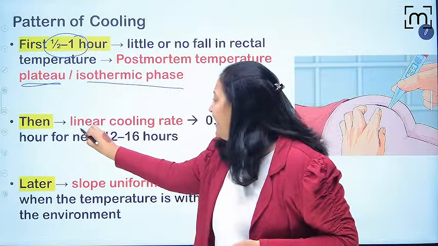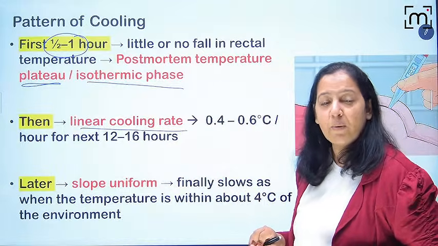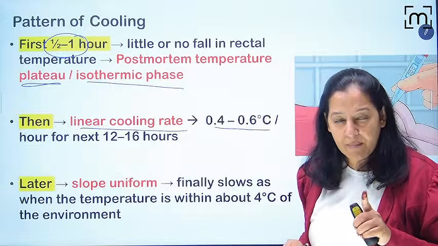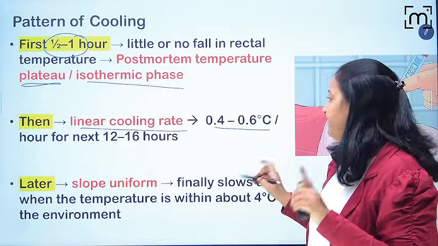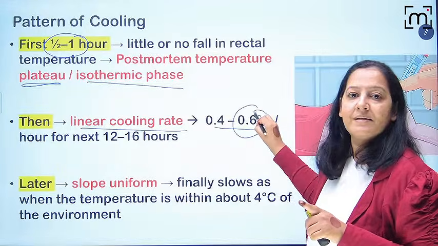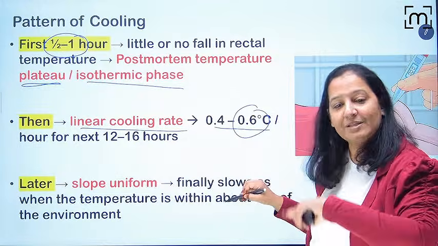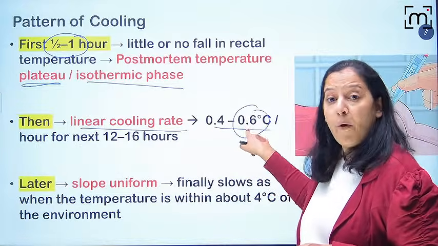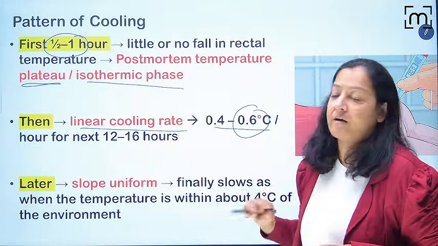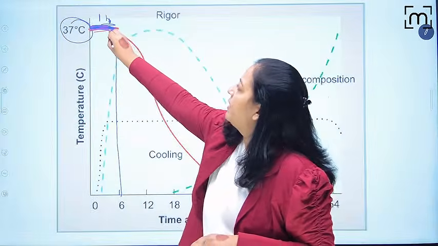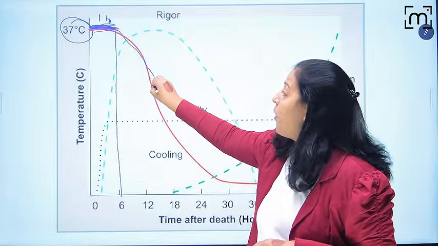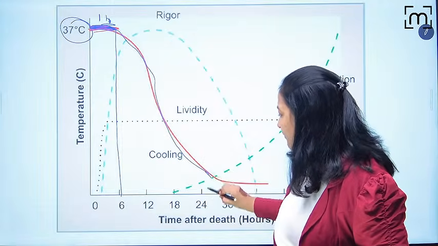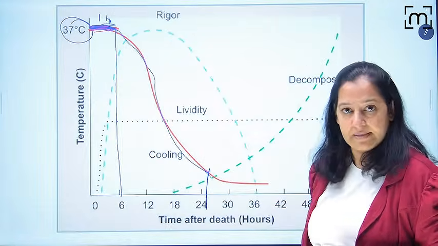Later on, there is a linear cooling rate. What is the rate of falling of the temperature? 0.4 to 0.6 degrees Celsius. What is the normal temperature? 37 degrees Celsius. In 1 hour, 37 minus 0.6. In the second hour, whatever is the answer, minus 0.6. In the third hour, whatever is the answer, minus 0.6. You can do the calculations. So 0.4 to 0.6 degrees Celsius per hour for the next 12 to 24 hours. You can see the fall. Okay, so this will happen.